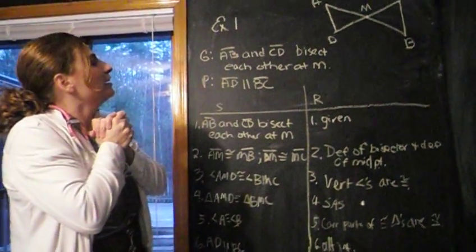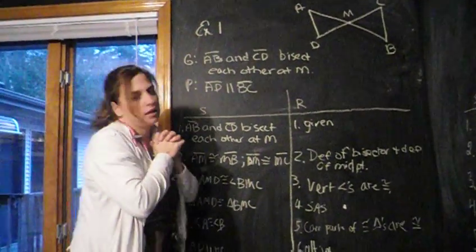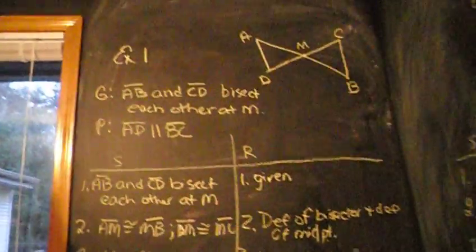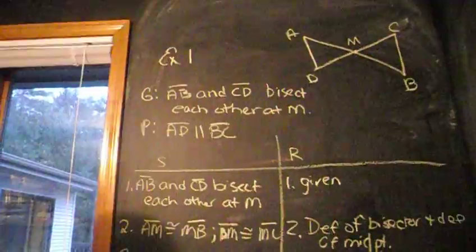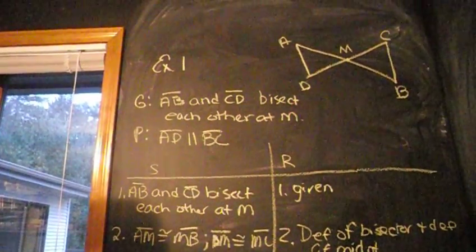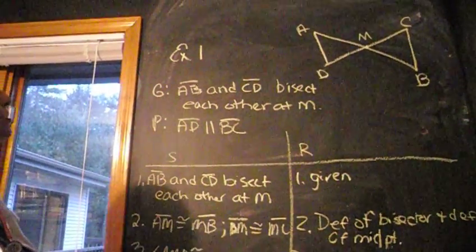All right, we have two proofs to go over. First one is on page 117. I want both proofs in your notebook, and there's a little section called a way to prove two segments or two angles congruent. That's on page 118. That needs to go into your notebook as well. I will be checking tomorrow, so hop to it.